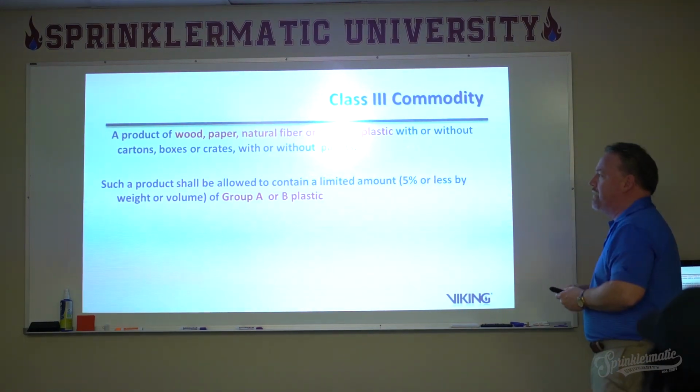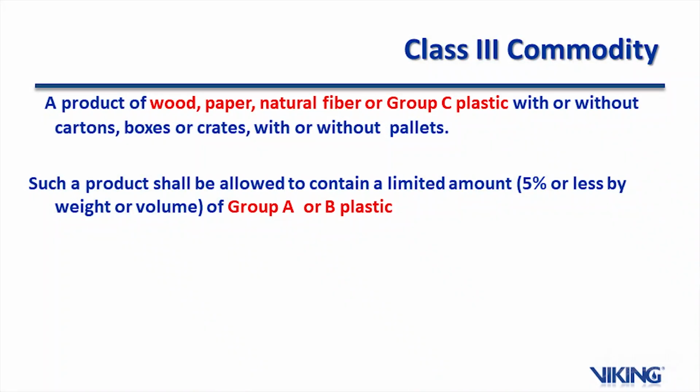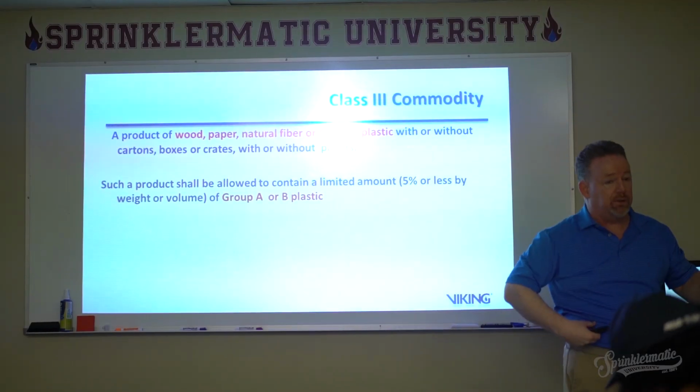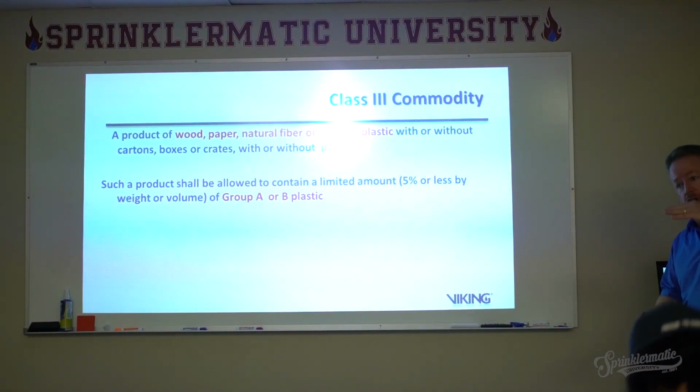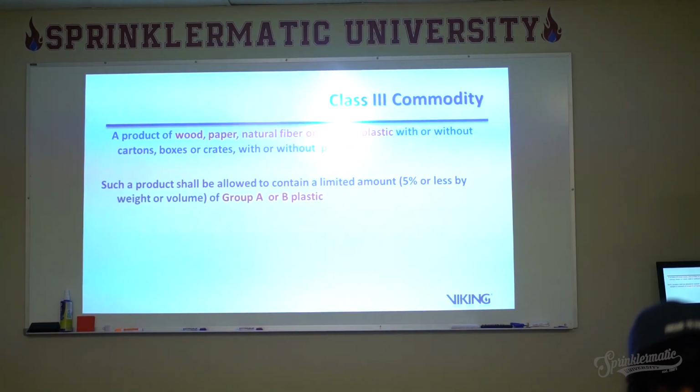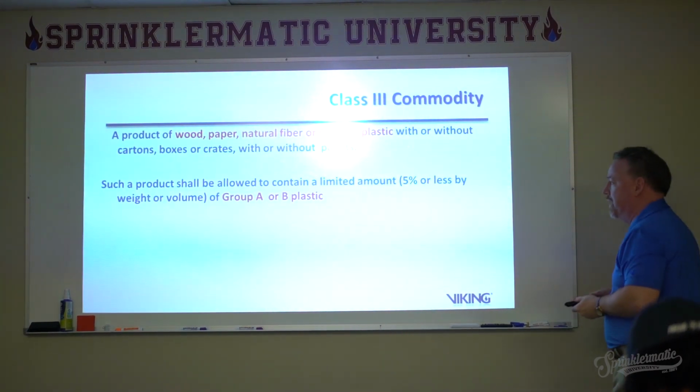The class 3 commodity now becomes a wood product of paper, natural fiber, or group C plastics. Now we'll get to the group C plastics here in a moment. But wood, paper, natural fiber, with or without cartons, boxes or crates, with or without pallets. So this is a combustible commodity. So we've now gone to class 3, now we're introducing it as a combustible commodity.